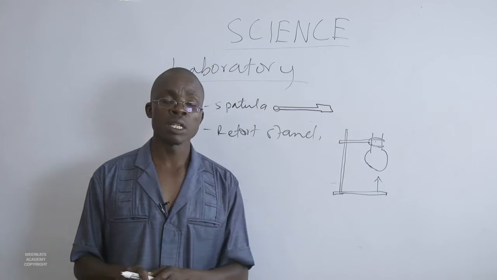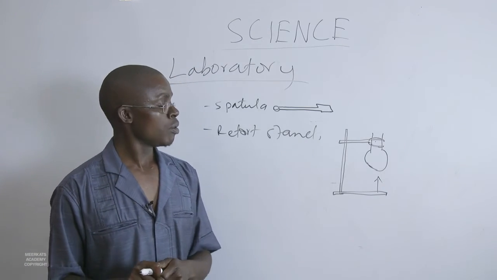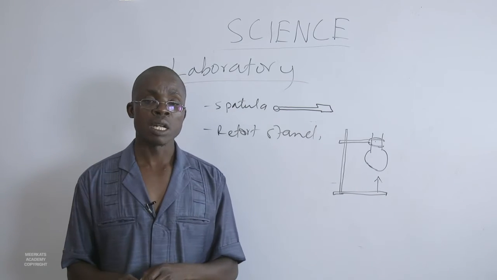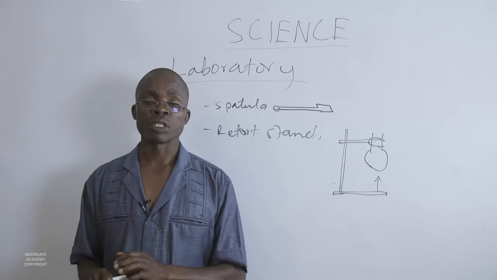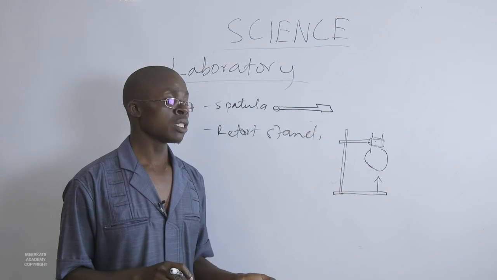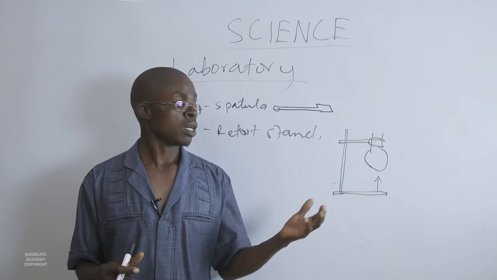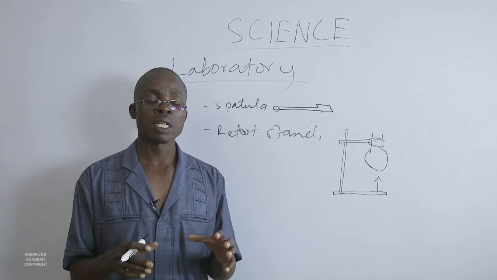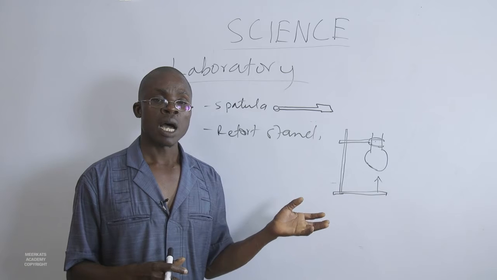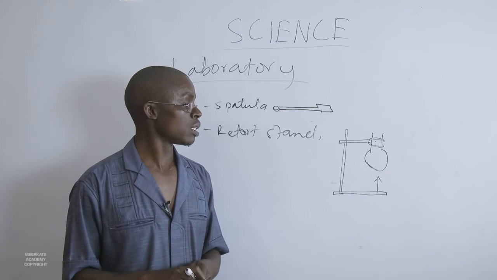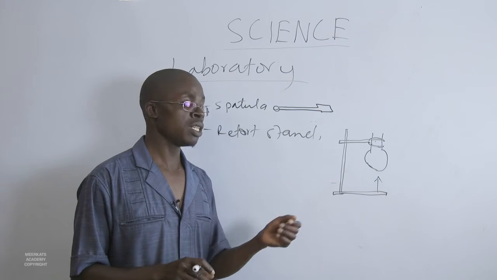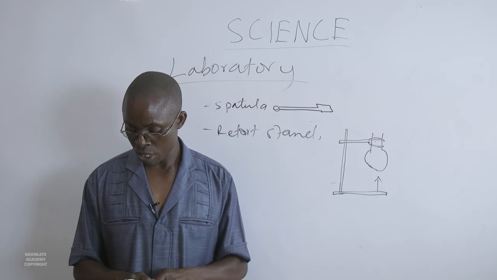So this is an important apparatus in the lab, particularly the chemistry lab, though it is also applicable in other labs because of its functionality of holding apparatus in position. You can use as many retort stands as you want in a particular experiment, depending on which type of apparatus and how many you are using to carry out the experiment. Probably there are so many that are connected together.